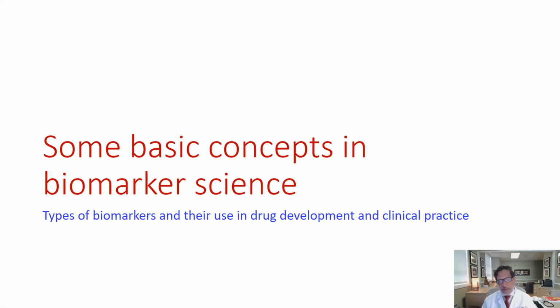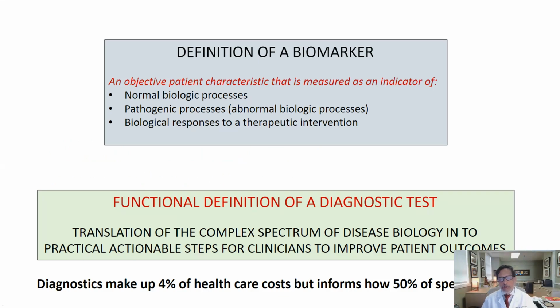Okay, so having set the stage as to what disease we're talking about and what is the problem that we're trying to solve, let's next talk a little bit about some basic concepts in biomarker science that will help put all of the proteomic data that we'll eventually talk about in context. So a biomarker is an objective patient characteristic that is measured as an indicator of either a normal or a pathologic process or a biological response to a therapeutic intervention.